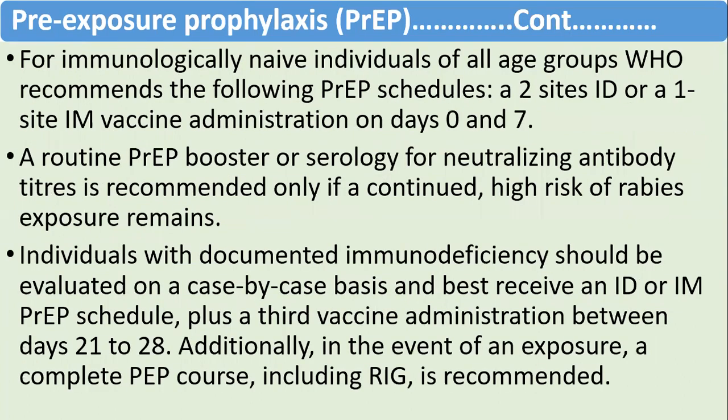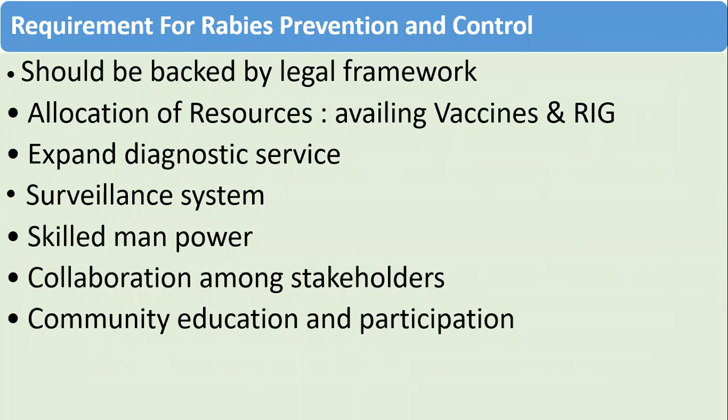pre-exposure prophylaxis. For pre-exposure prophylaxis, we give 2 doses, intradermal or intramuscular, at 0 and 7 days. A routine pre-exposure booster or serology of neutralizing antibody titer is recommended only if there is a high risk of exposure remaining. Booster is only recommended after testing the antibody titer. Individuals with immunodeficiency should be evaluated on a case-to-case basis and receive the intradermal or intramuscular pre-exposure schedule plus a third vaccine administered between 21 and 28 days. Additionally, in the event of exposure, a complete post-exposure prophylaxis course, including immunoglobulin, is recommended.